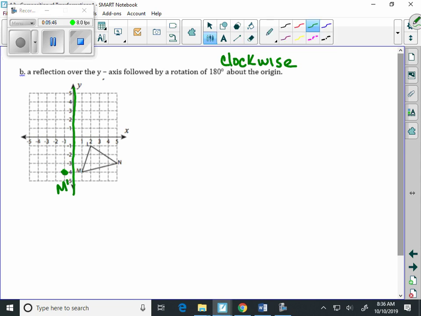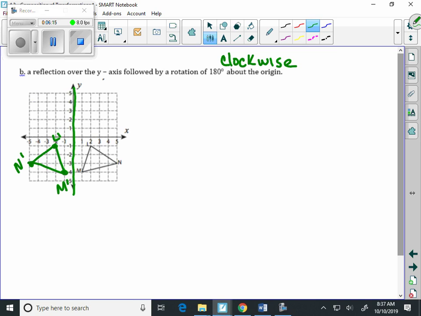I don't know why I started at M. If I go back to L, L is 2 spaces from the green line. On the other side, 2 spaces from the green line. There's new L. N is 1, 2, 3, 4, 5 spaces from the green line. On the other side, 1, 2, 3, 4, 5 spaces from the green line. And we can start by drawing our picture. And again, all that we did is we reflected.